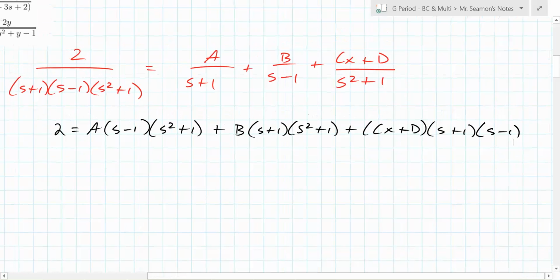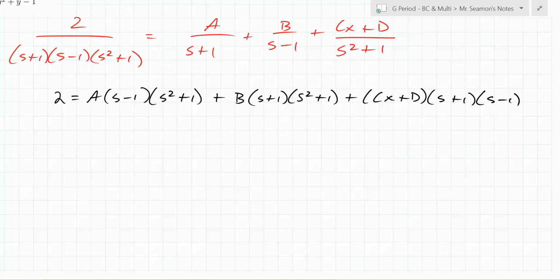So what was that? Did I show you that magic number method? Yeah, so you pick magic numbers. Just do it on this one. It's a lot easier. So what's a nice first s value to pick? 1. Yeah, s equals 1.